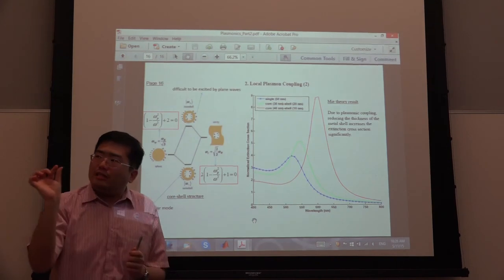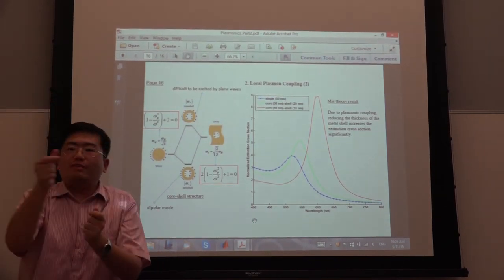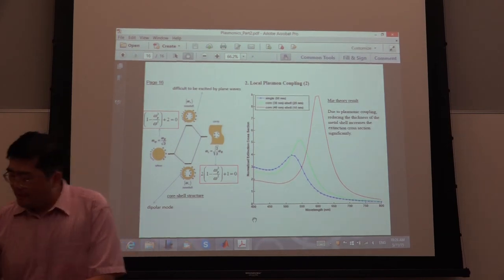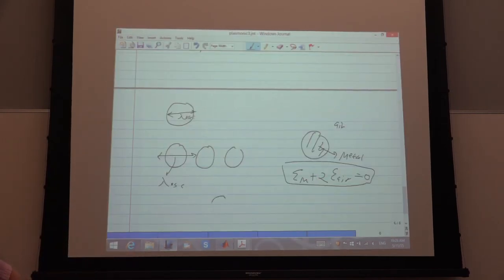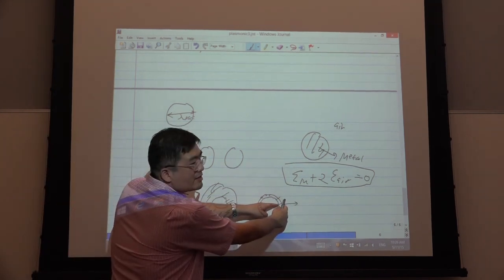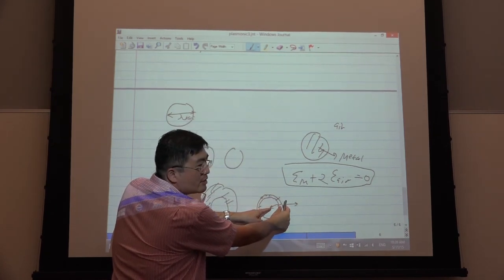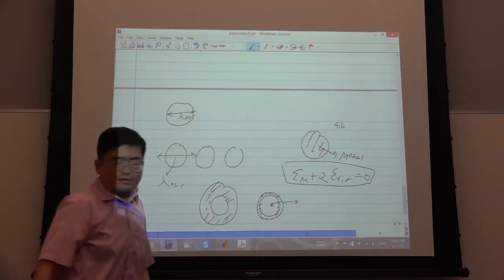If I shrink the thickness of the shell, the surface plasmons at the 2 sides of the shell will interfere. If I make a very thin shell, it's very thin. The surface plasmons at these 2 sides will strongly interfere with each other, because it's small compared to the skin depth. So they can interfere with each other.